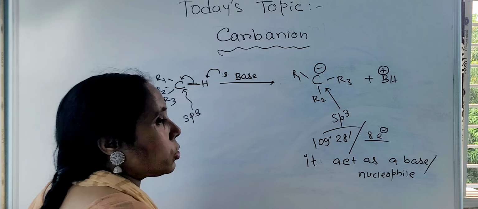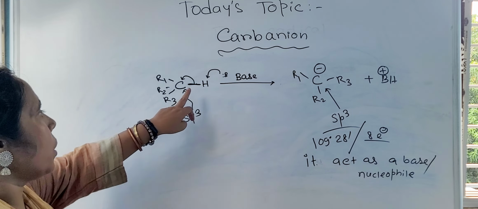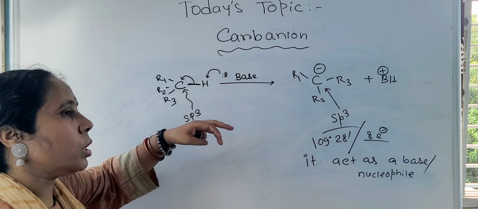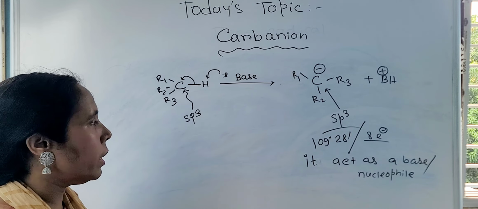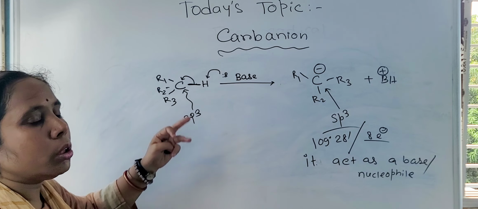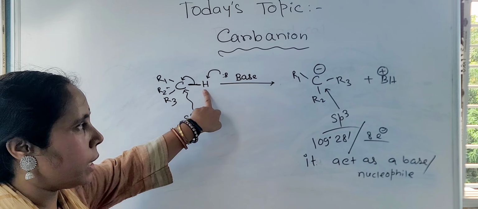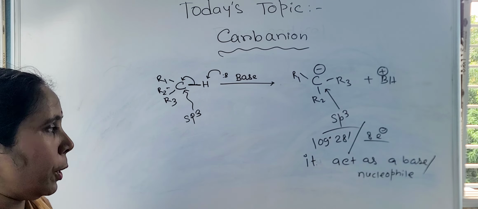So this is actually just the opposite case of the carbocation. In the case of carbocation, the electron goes with the leaving group, but here the electron involved in the sigma bond stays on the carbon atom. Here H is actually going as H plus and combining with the base.